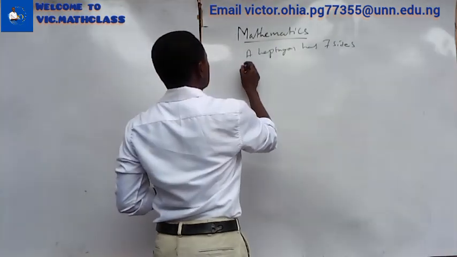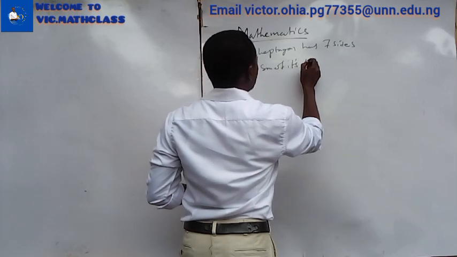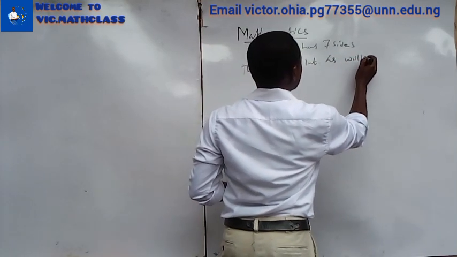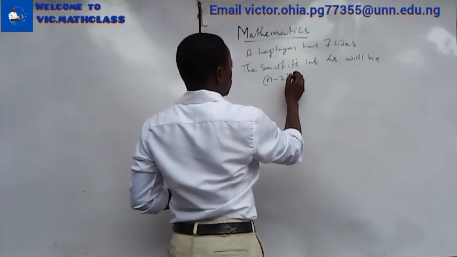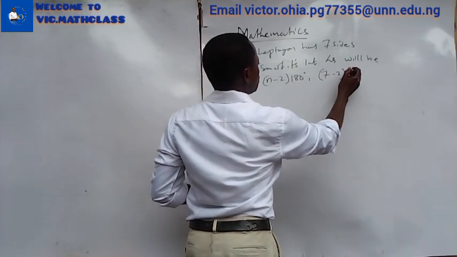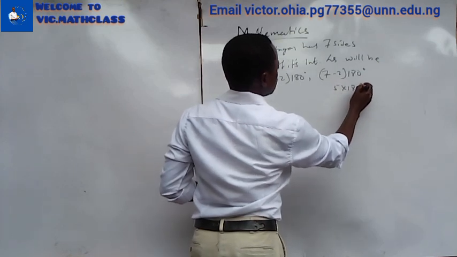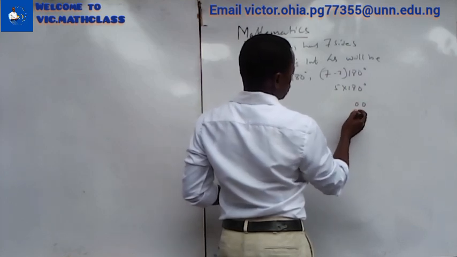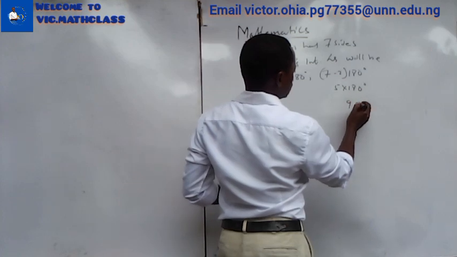So, we can say the sum of its interior angles will be, that is, we use the expression n minus 2 bracket 180 degrees. So this will become 7 minus 2 in bracket 180. Obviously, this will be 5 times 180 degrees. 5 times 0 is 0. 5 times 8 is 40. Write 0, carry 4. And 5 times 1 is 5 plus 4, 9. So this is 900.